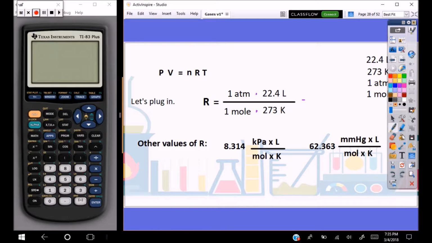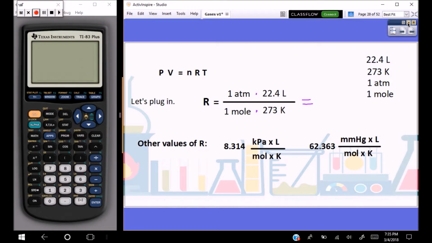So then when I go ahead and plug those into the calculator. 1 atmosphere times 22.4, and if I divide that by 1 mole times 273, technically 273.15 Kelvin, we get 0.082006.